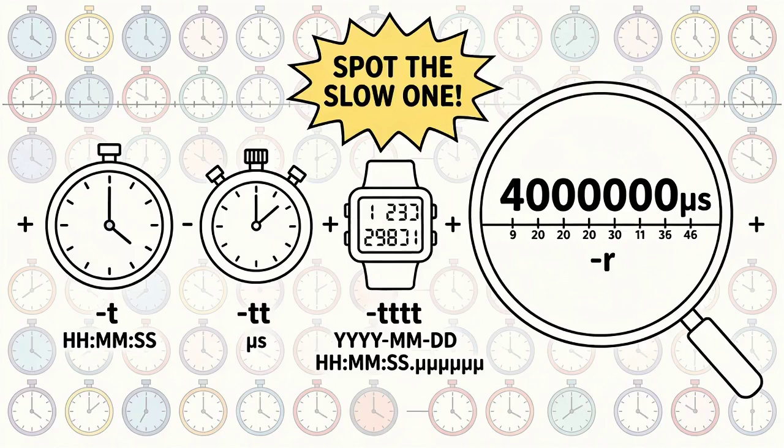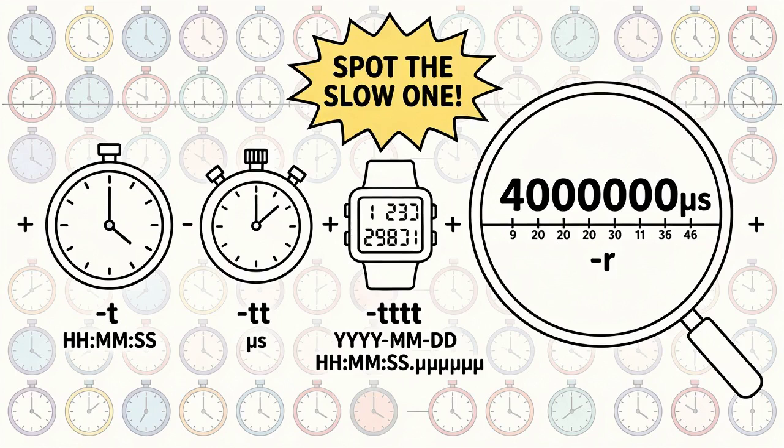Syscall timing separates guesswork from real debugging. -t prints wall clock seconds. -tt adds microseconds for cross-log correlation, and -ttt stamps the full date down to the microsecond. For latency hunting, -r is the killer flag. It prints the elapsed microseconds between calls, so a 4 million microsecond gap jumps off the screen and points straight at the slow syscall.